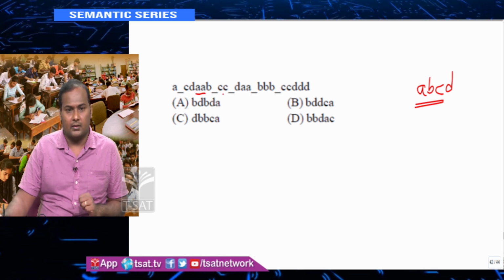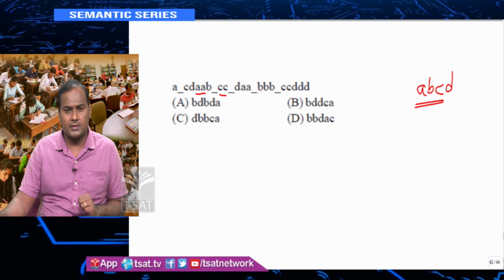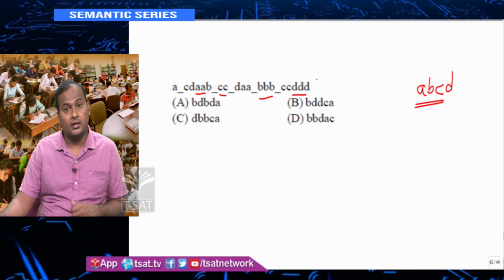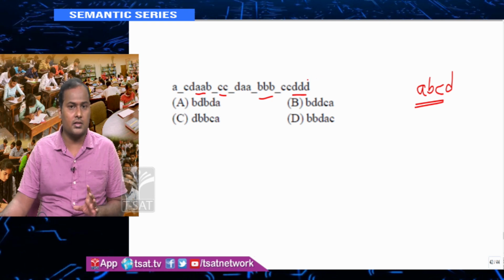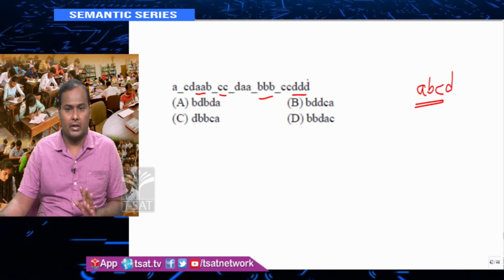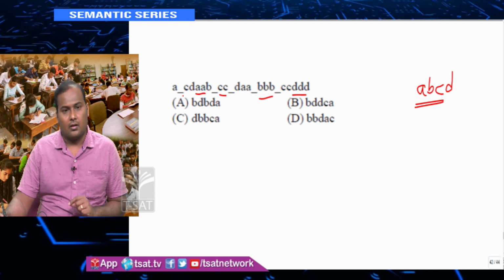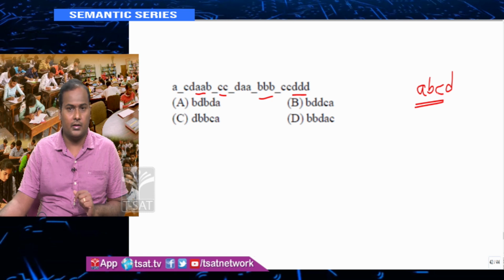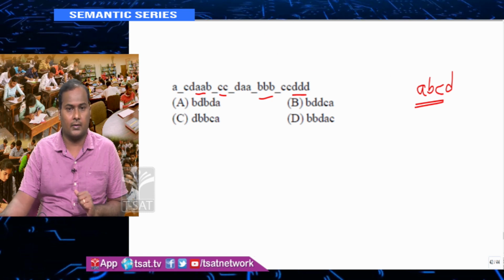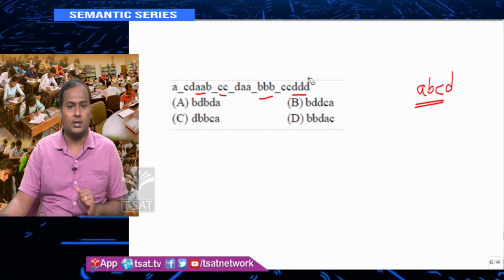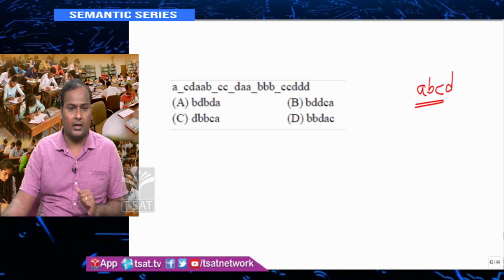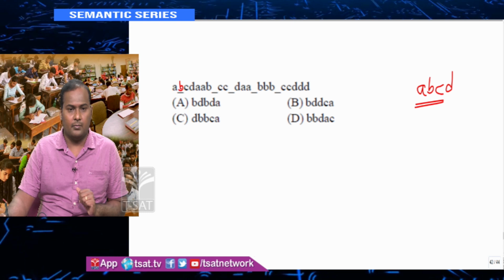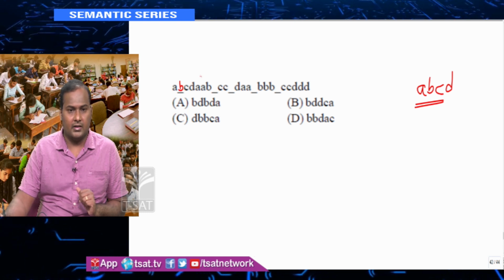Initially AA, then CC, only 2 repetitions. Finally BBB, 3 repetitions, DDD, 3 repetitions. So the logic is that the repetitions are increasing. After this, I find out that there are 4 letters. What are they? A, B, C, D. Now try to fill with these letters A, B, C, D and get the answer. So first one, see here, B. The moment I fill B, A, B, C, D is the answer.